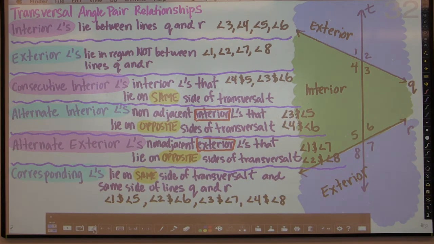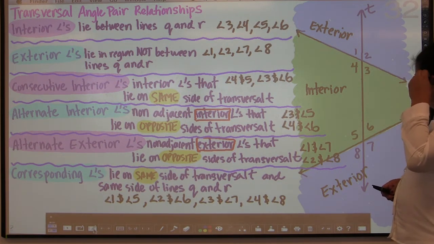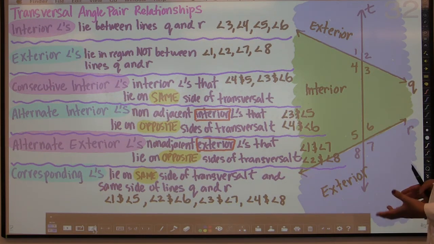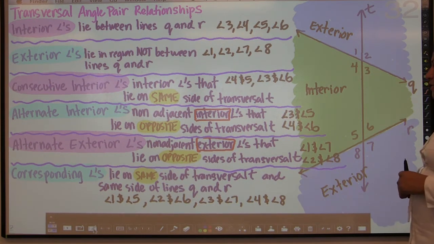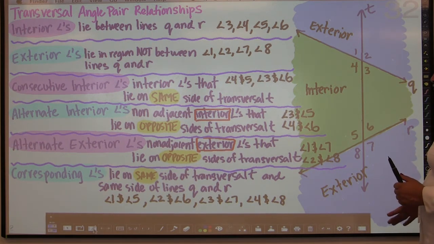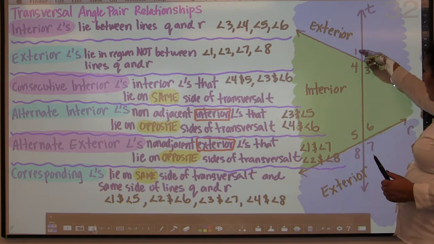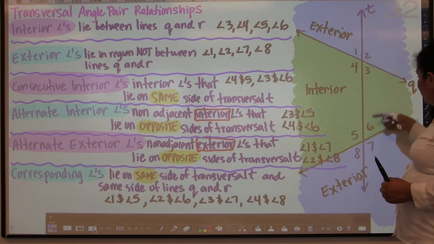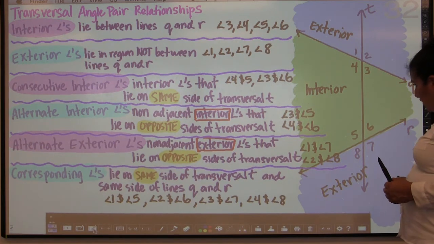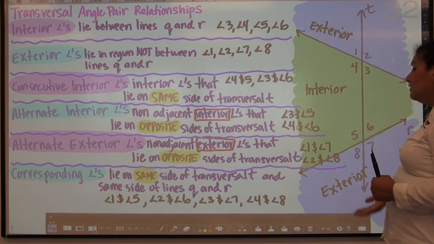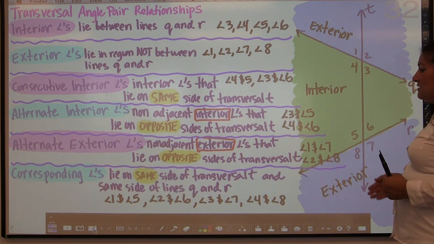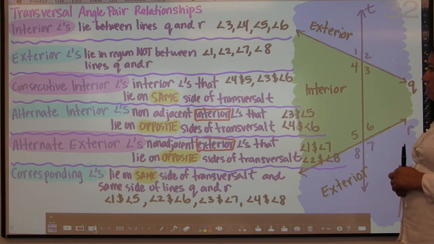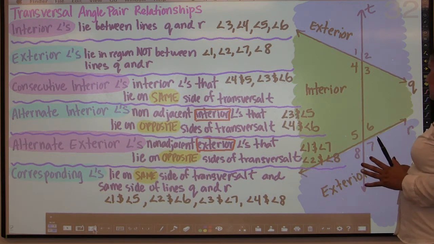And then our last ones, which can tend to be the most confusing of all, and hopefully that won't confuse you, but students tend to struggle with the corresponding angles. So corresponding angles lie on the same side of the transversal. So like 1, 4, 5, and 8 are all on the same side of the transversal. 2, 3, 6, and 7 are on the same side of the transversal. But also, they have to be on the same side of lines Q and R. Okay? And that's where it gets kind of tricky.